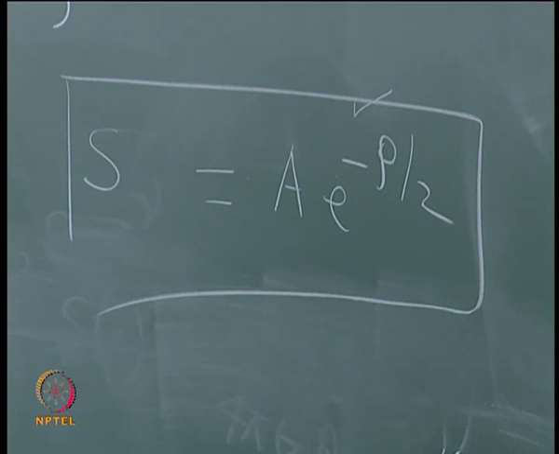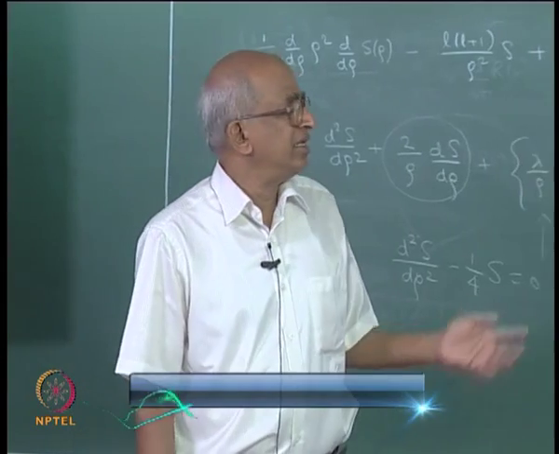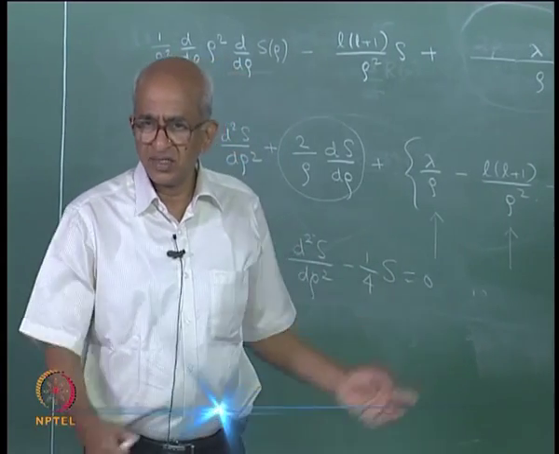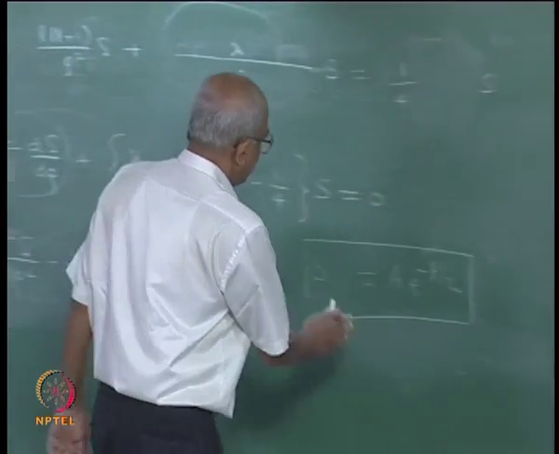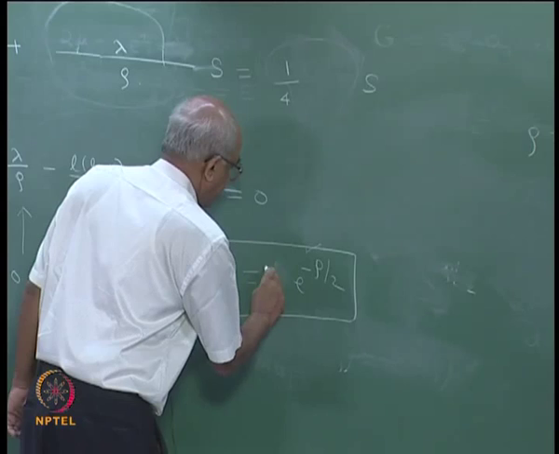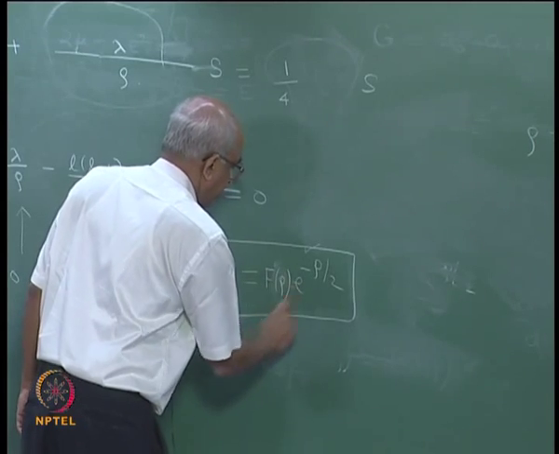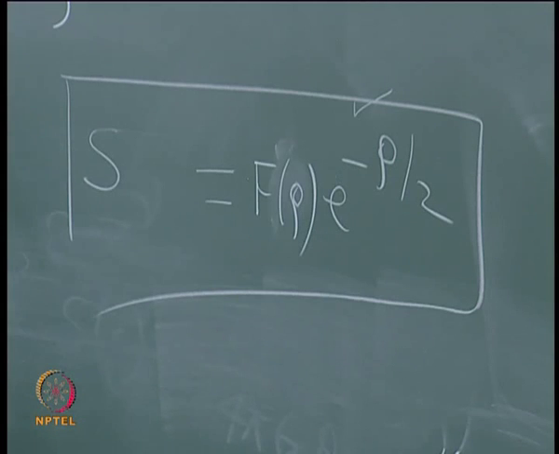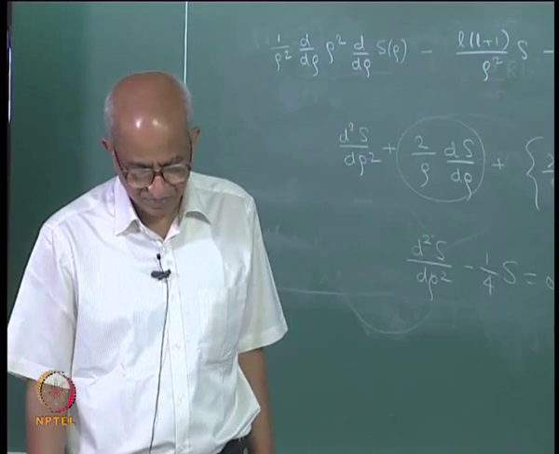The asymptotic solution should have this particular form, but this is only an asymptotic solution. It is not valid for small values of rho, and how will I make it satisfy the equation for small values of rho? That is something that we will do. We will say that instead of this a, I will have to have a function f of rho, okay, and I will discuss what to do with this function in the next lecture.